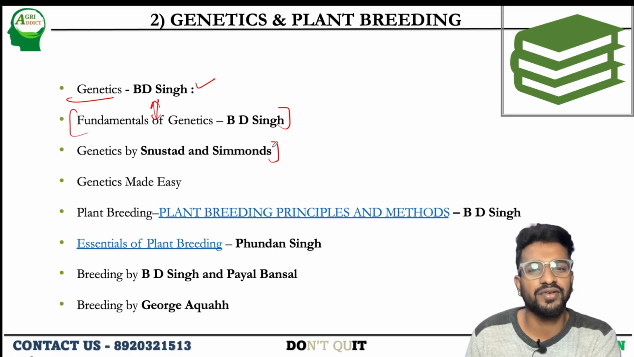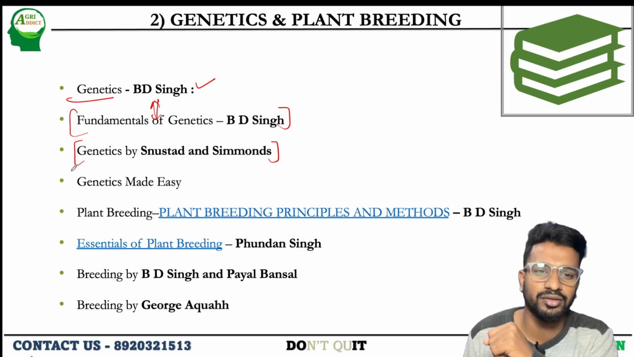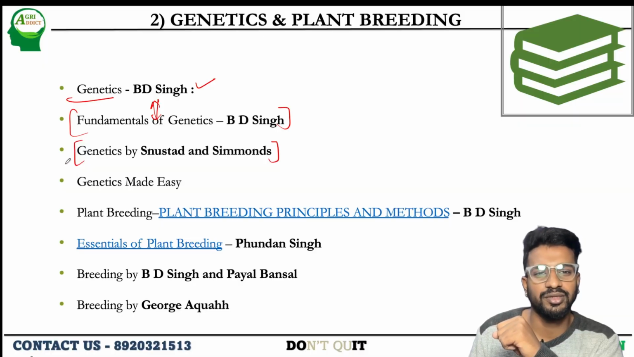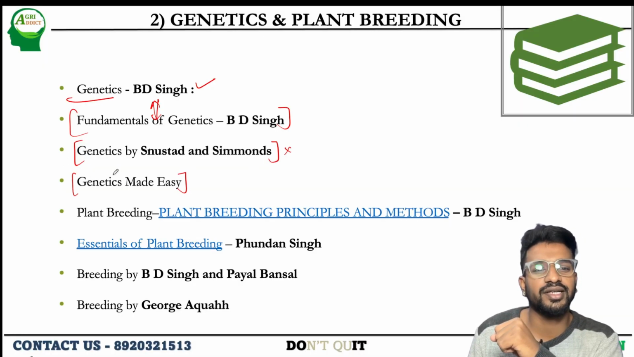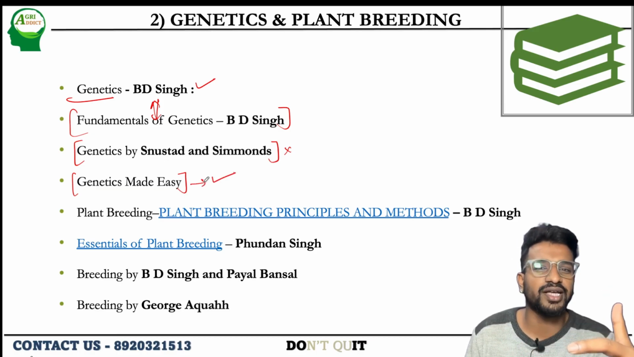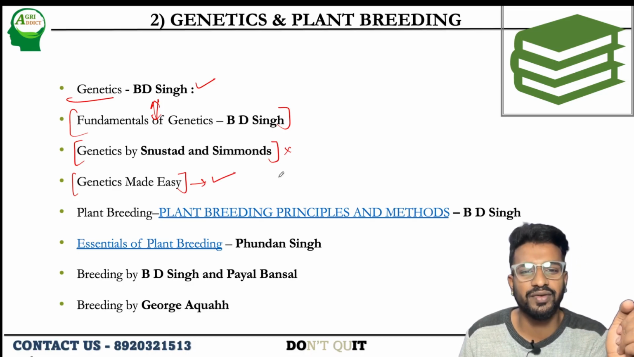And if you have sufficient time, if you have a good grip on genetics, you can also study the foreign author books if possible, otherwise you can skip them. The easiest way to cover genetics is to go for the Genetics Made Easy book. That will cover most of the aspects that will be asked in the exams. You can revise it very well.